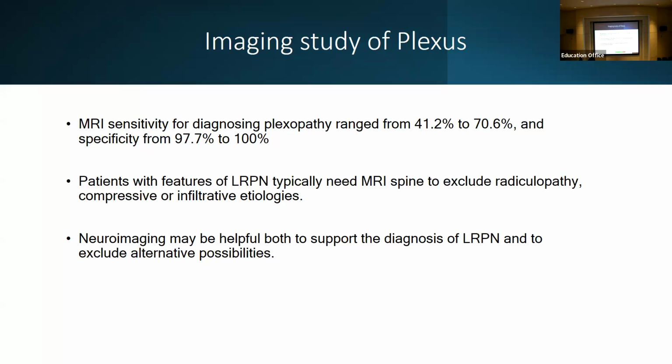So for the imaging, as I mentioned earlier, MRI is necessary. However, the sensitivity is not quite good. It ranges from 41 to 70%. And in general, when you do the MRI of the plexus, you will get the important results. However, we still order MRI because we want to rule out other differential diagnoses such as radiculopathy or compressive or infiltrative etiologies. So that's why we go ahead with MRI of the cervical plexus.